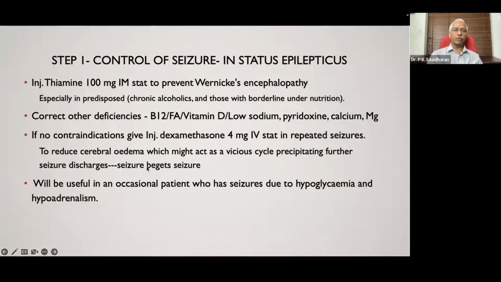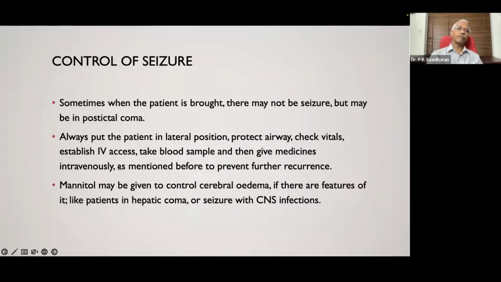This is what I mentioned before. Seizure begets seizure. One seizure means there will be a residual cerebral edema, and that is a trigger for another seizure. So this cerebral edema, if you control, may prevent recurrence of a seizure. That's why dexamethasone is given in some patients with status epilepticus. I mean, even otherwise, an occasional patient with seizure could be having hypoglycemia and hypoadrenalism. That patient also will benefit by using dexamethasone in seizures.